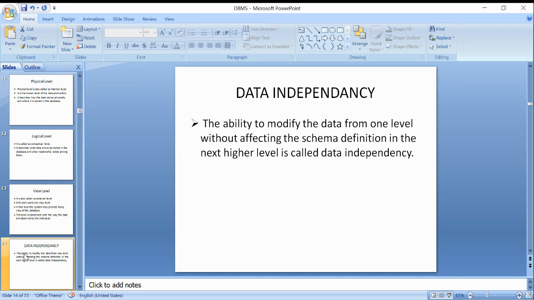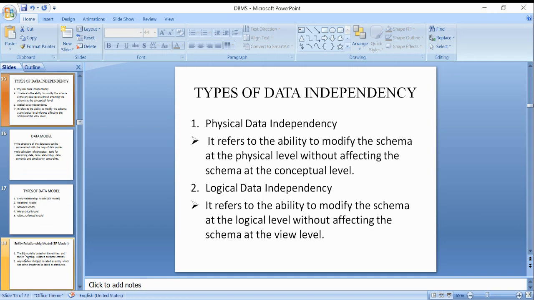What is data independence? The ability to modify the data from one level without affecting the schema definition in the next higher level is called as data independence. Now coming to the types of data independence. There are two types of data independency. Physical data independency. It refers to the ability to modify the schema at the physical level without affecting the schema at the conceptual level. Second, logical data independency. It refers to the ability to modify the schema at the logical level without affecting the schema at the view level.